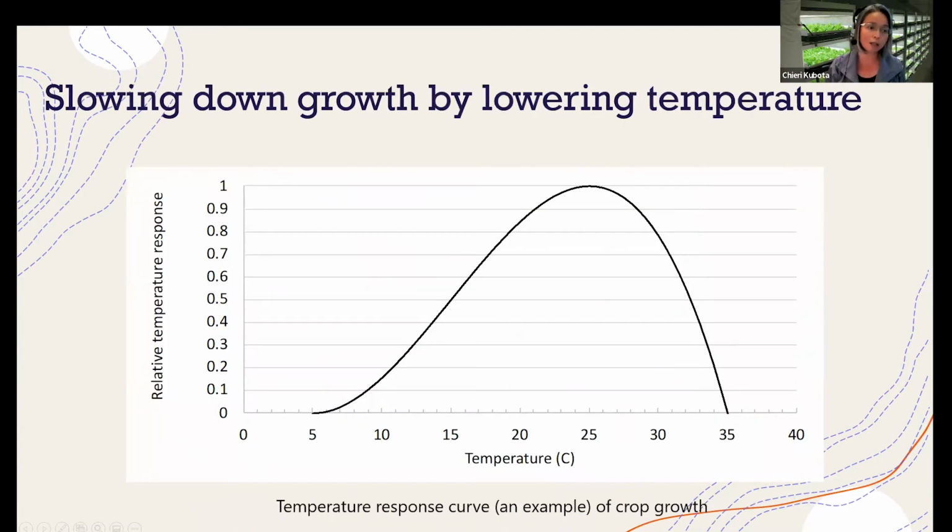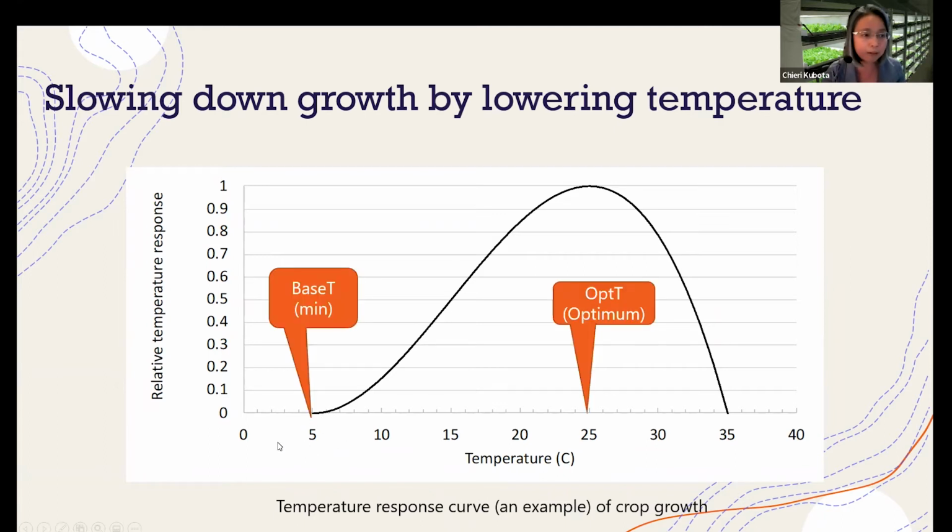So another way to reduce the growth so that calcium demand is reduced is slowing down by temperature. This is an example temperature response curve of a crop, and you can see the peak temperature in this case is 25. So this is crop specific or cultivar specific, so don't take this as a universal value. But that is most likely around this temperature is the sort of minimum temperature.